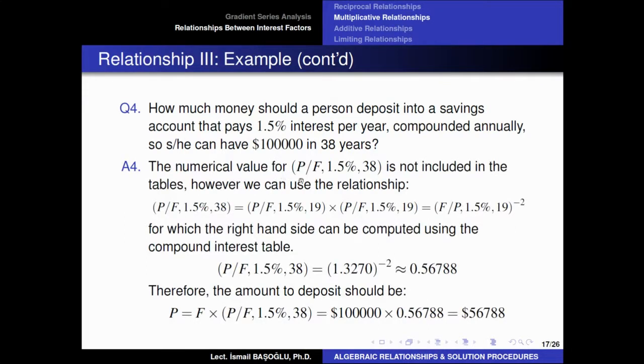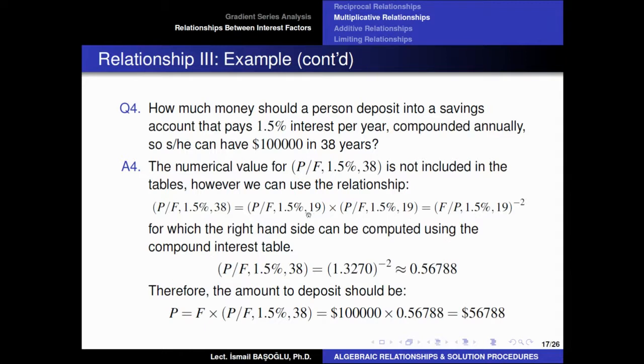Now, the numerical value for the single payment present worth factor for 38 years is not available in the compound interest table because we do not have that many investment years. But what we can do is decompose 38 into two phases, the first 19 years and the second 19 years. Basically, the single payment present worth factor under 1.5% interest rate for 38 years would be the product of the same present worth factor for the same interest rate under 19 years.